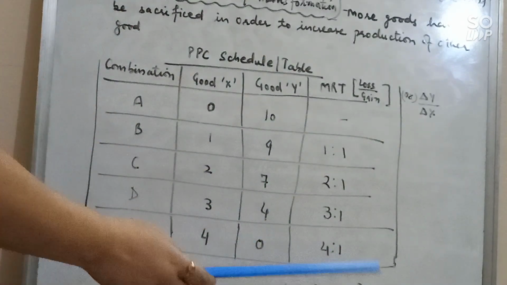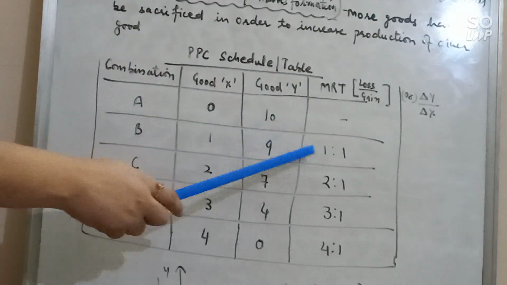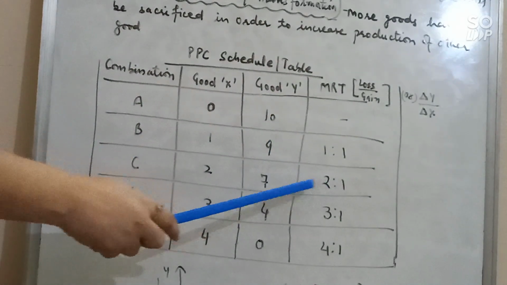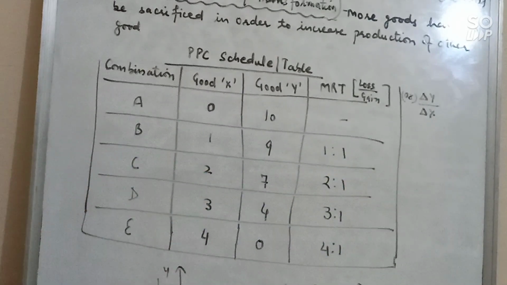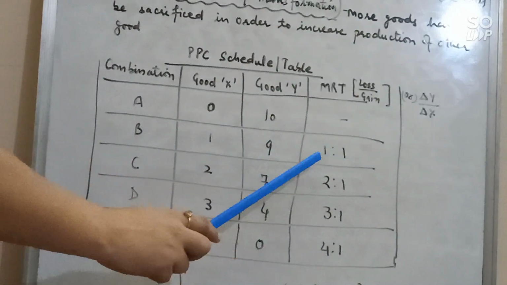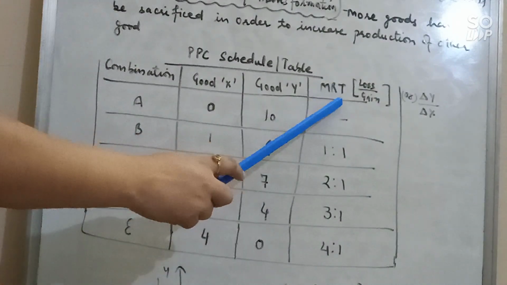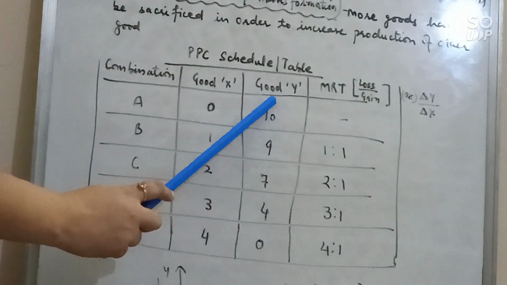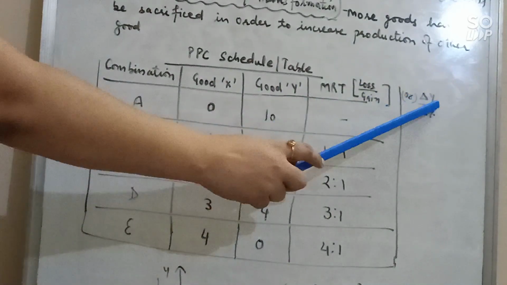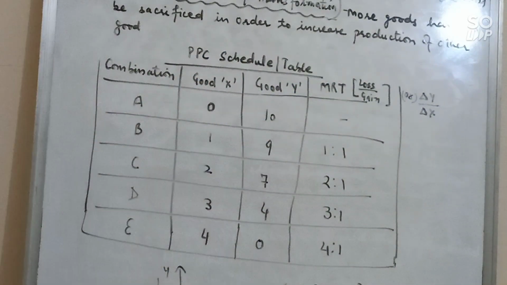And the ratio: is it clear that MRT is the ratio of sacrifice and gain? The first time I sacrificed 1 unit, the second time I sacrificed 2 units, then 3 units and 4 units, to 1. Every time the gain is 1. Clear? So the ratio will be 1:1, 2:1, 3:1 and 4:1. So the formula of MRT is loss upon gain, or you can write delta Y upon delta X, because I have sacrificed Y units. And how much I have sacrificed? That is delta Y, the change in Y, upon the change in X. Clear? Done? So we can explain PPC with the help of a diagram also.